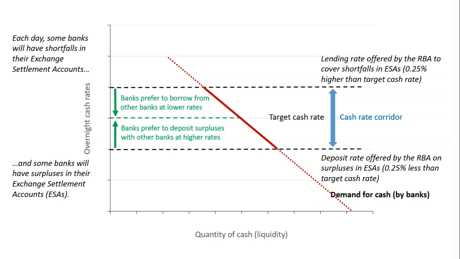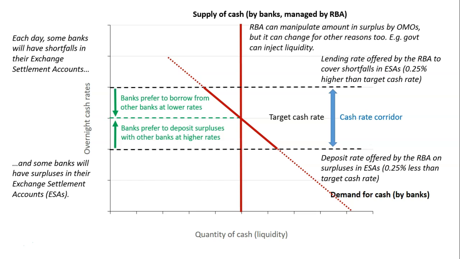rate corridor. Now, to ensure the cash rate being the rate which actually occurs, the Reserve Bank will seek to manipulate the amount of liquidity available in the marketplace to try and ensure that the demand for liquidity equals the supply of liquidity at the target cash rate. And it does this by using the open market operations. However, we should note that the supply of cash, liquidity in the market, can be changed by other factors besides the Reserve Bank of Australia.